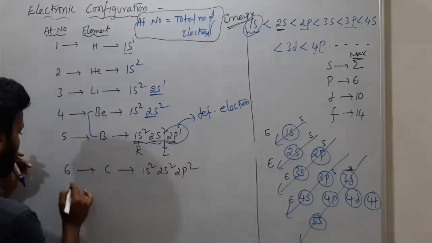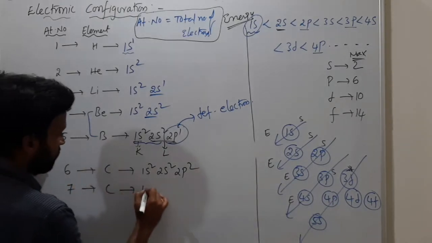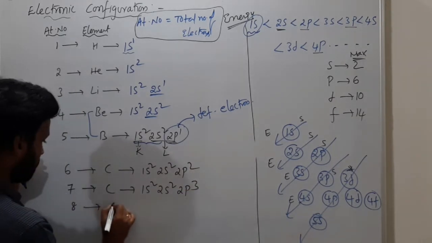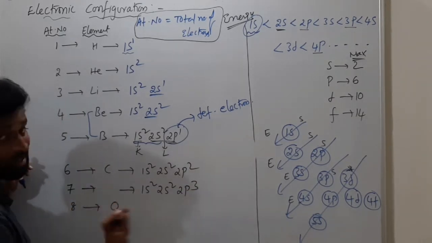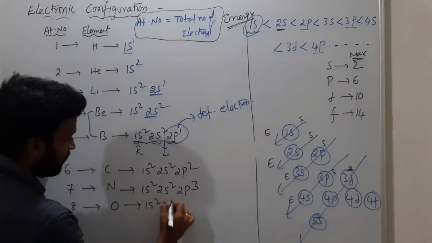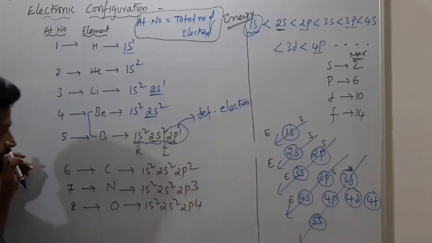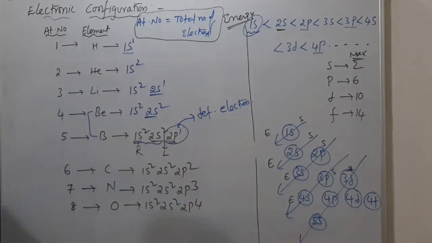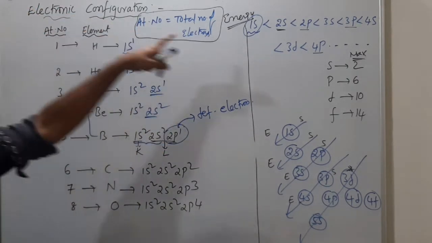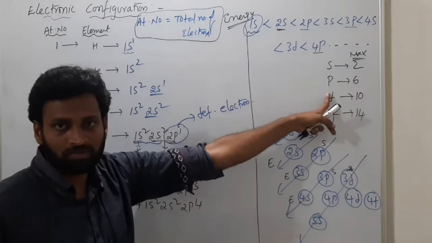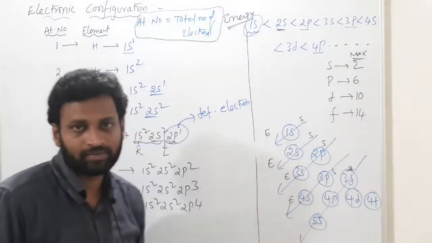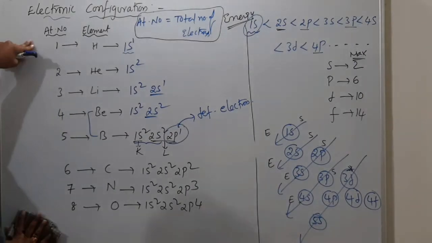Next element, the 7th one, is nitrogen: 1s2, 2s2, 2p3. Next, the 8th one, oxygen: 1s2, 2s2, 2p4, like this. 8 elements over. So have a look and take a screenshot so that you will know how many subshells the energy levels have, and you can also understand this Euler diagram. Okay, so take a screenshot, 8 elements we have written.